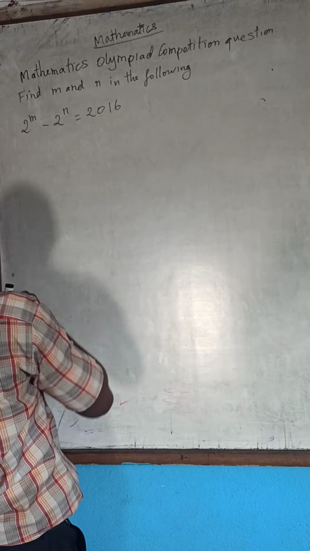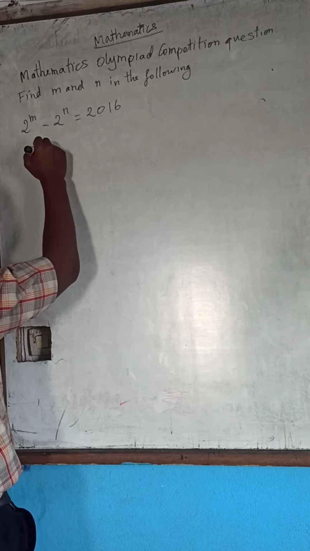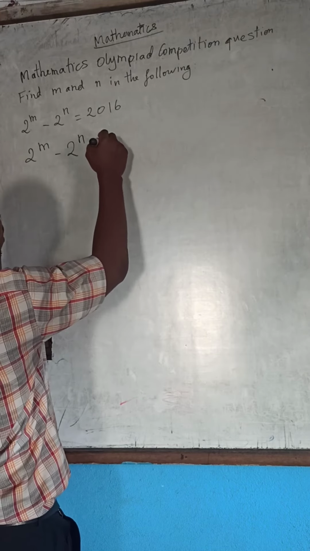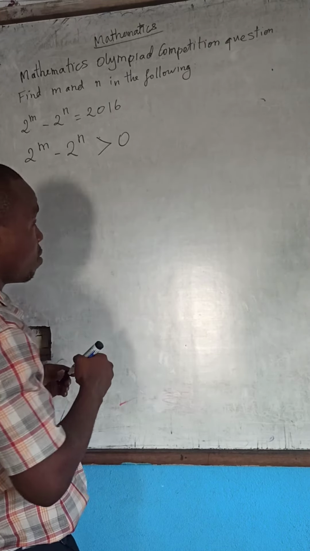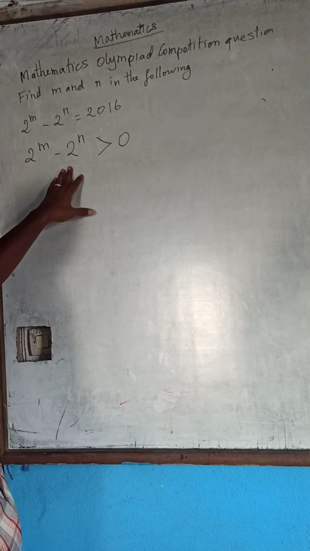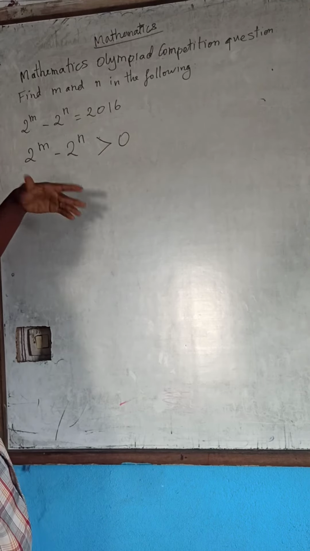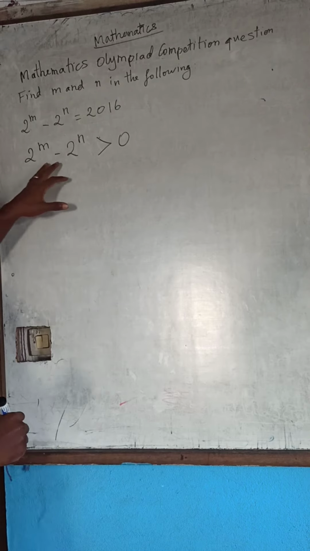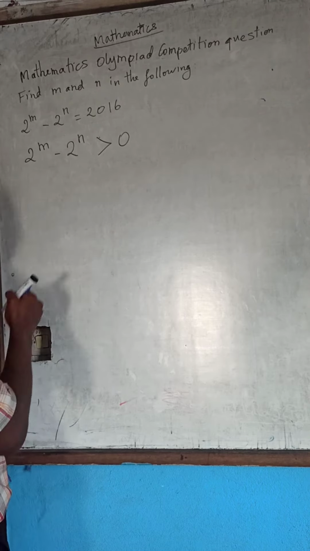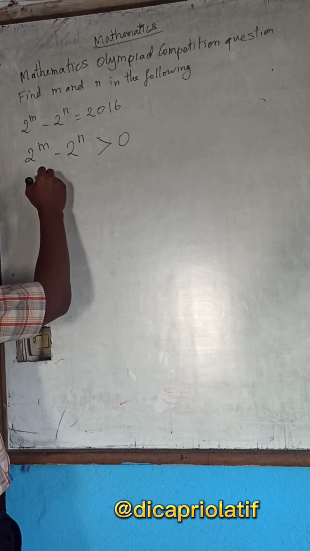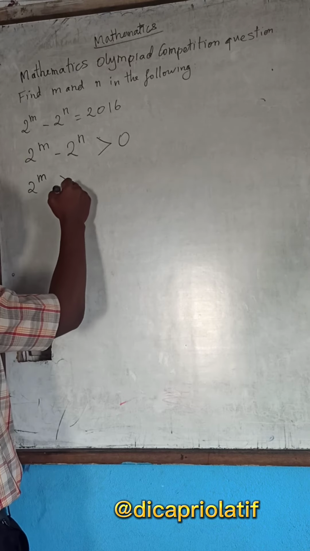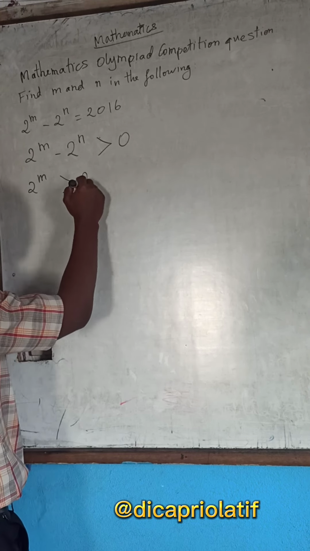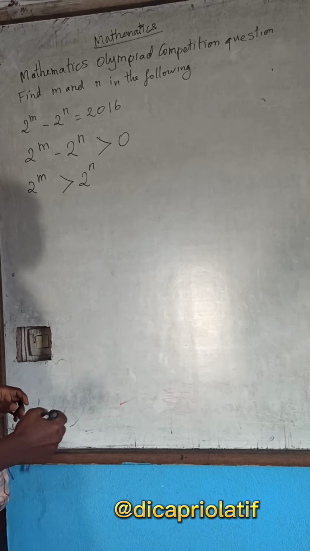That means we can know that 2 raised to the power m minus 2 raised to the power n is greater than zero, because this one is greater than zero. So after that, we will solve the inequality. This 2 raised to the power m is greater than, this one will come to the other side, 2 raised to the power n.